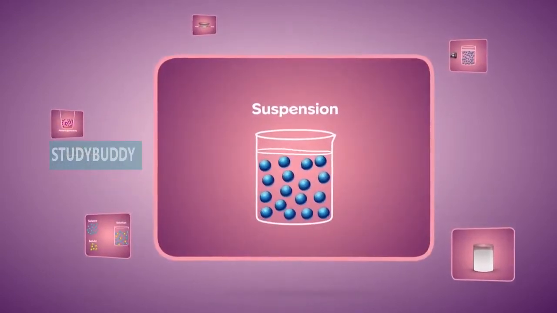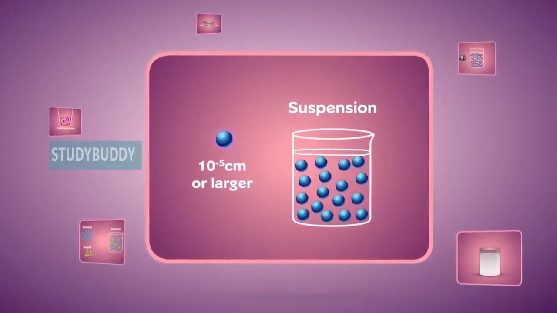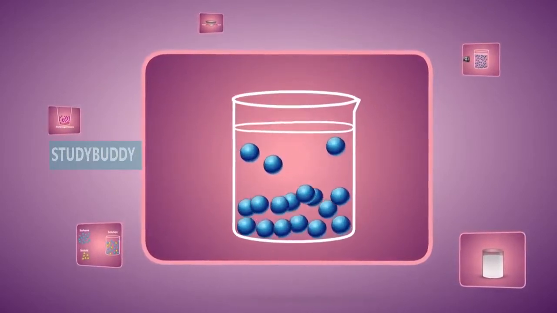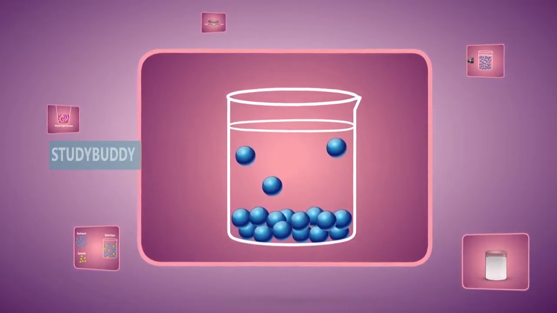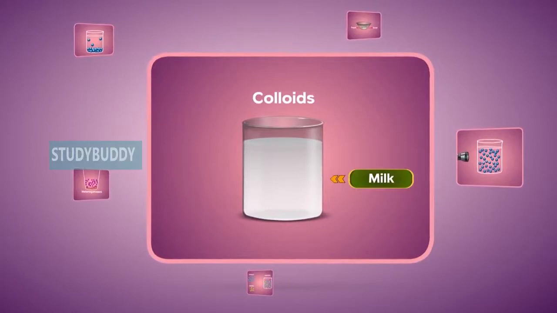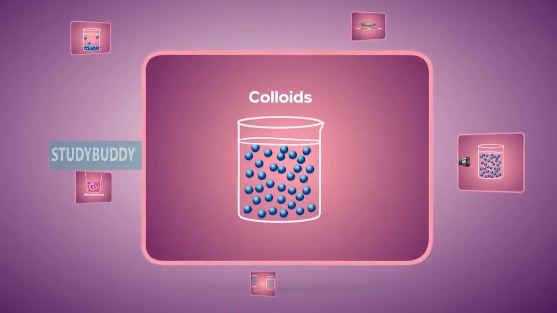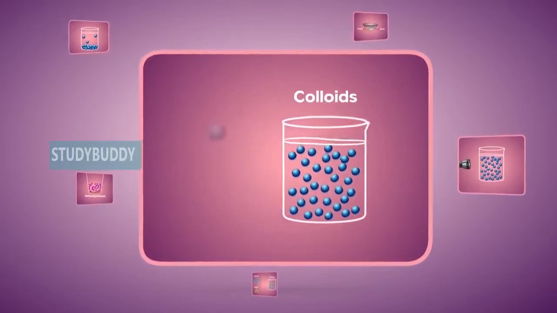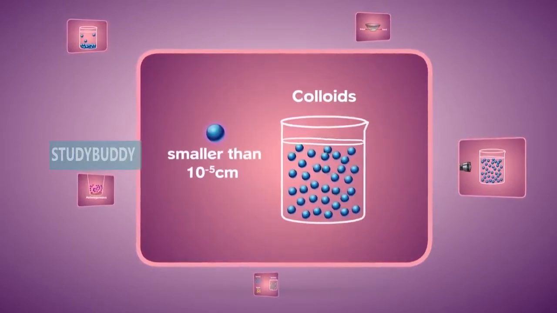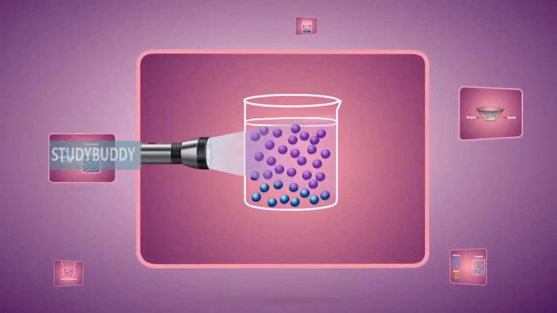Suspensions are a heterogeneous mixture of large particles on the order of 10 to the power of -5, in which the solute particles are suspended throughout the solvent. Colloids are heterogeneous mixtures in which the particles are uniformly distributed throughout the solution and the particle size is smaller than 10 to the power of -5 centimeters. The light scattering effect shown by particles in a colloid is known as Tyndall effect.